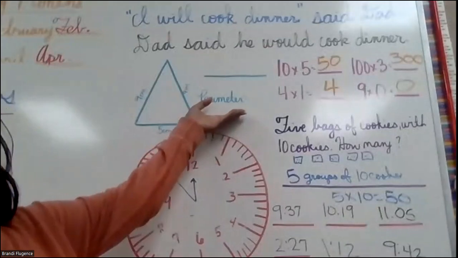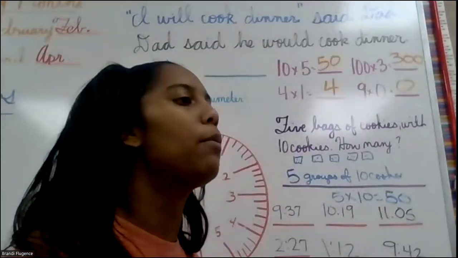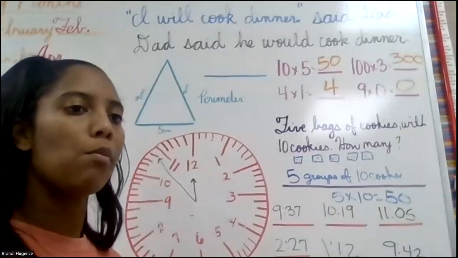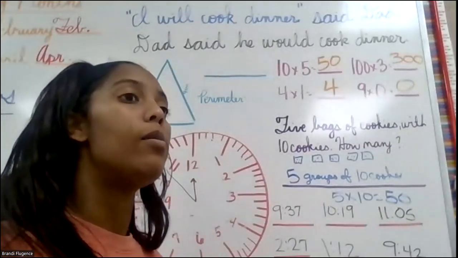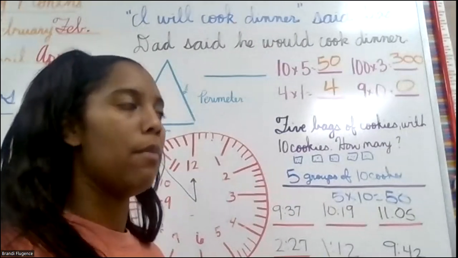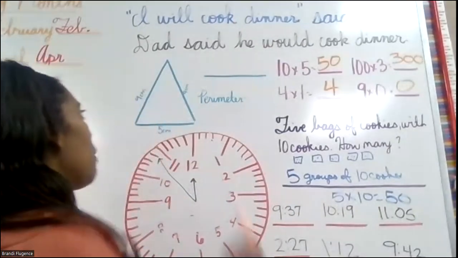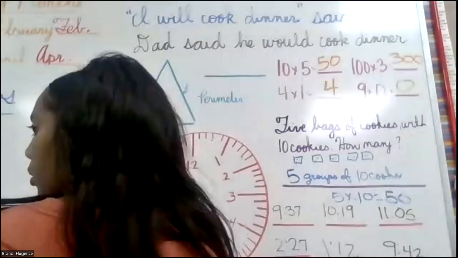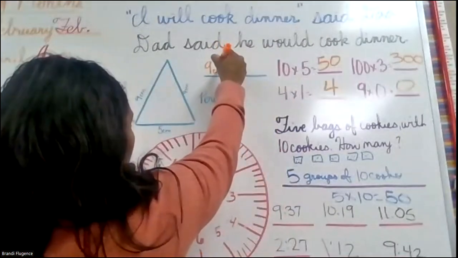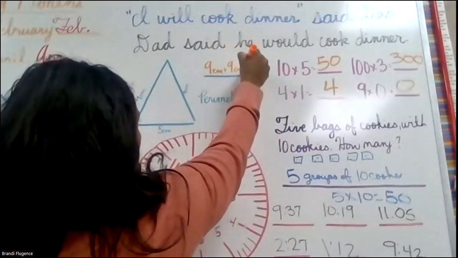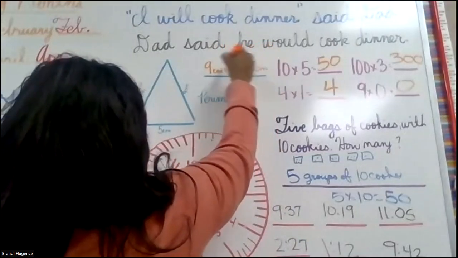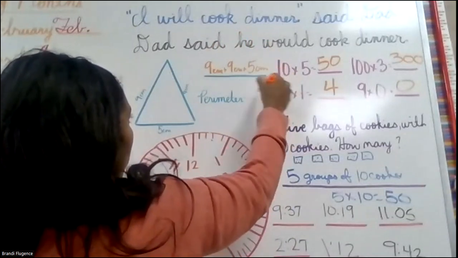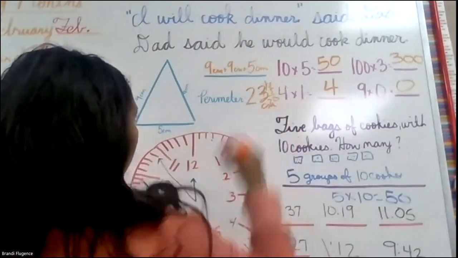And how do I figure out the perimeter? Can someone explain to me how do I figure out the perimeter? So first thing I do is I look at my shape, and what do I do? Measure each side using centimeters. So once I measure each side, what do I do then? Add up. So we have 9 centimeters plus 9 centimeters plus 5 centimeters. 9 plus 9 is 18. 18 plus 5, 23. 23 centimeters. Good.